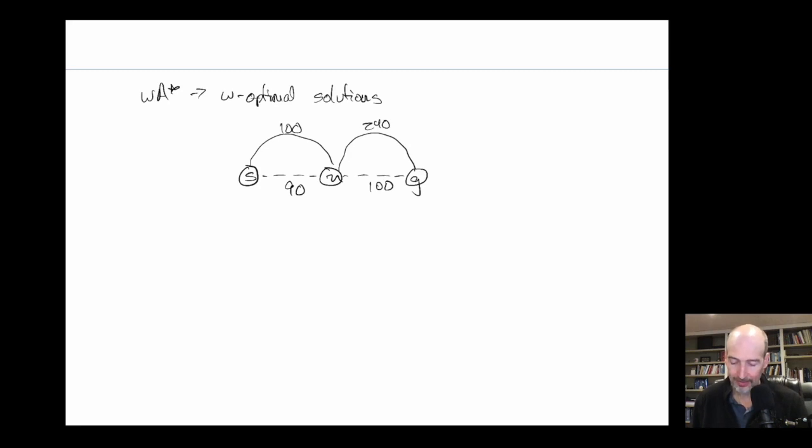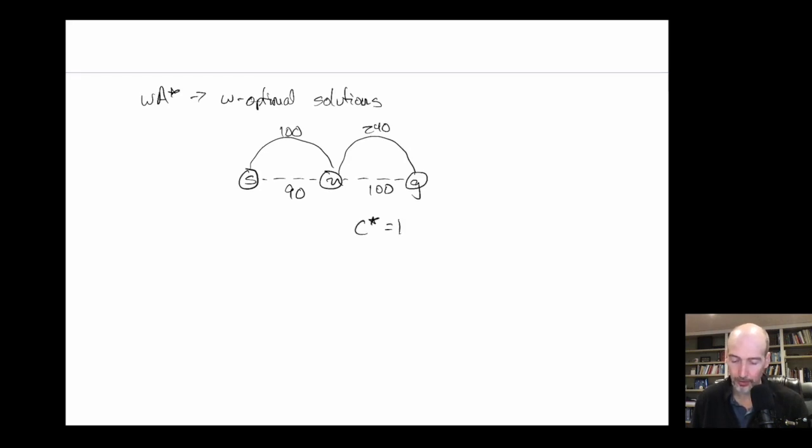So what we know here is that C star, the optimal solution cost, is equal to 190, and we have this alternate path, and the alternate path has cost 340. Okay. And so we might try and search, right? If I use W equal to 2, then twice the optimal solution here would be 380. 380 would be W optimal. And so this solution here on the top is 340. So the question would be, well, can weighted A star go ahead and find that solution? And the answer is actually no.